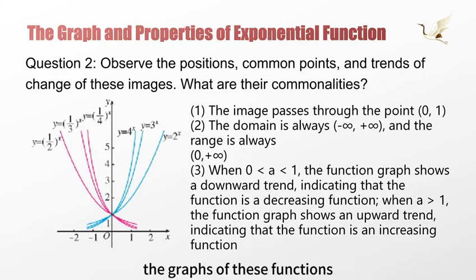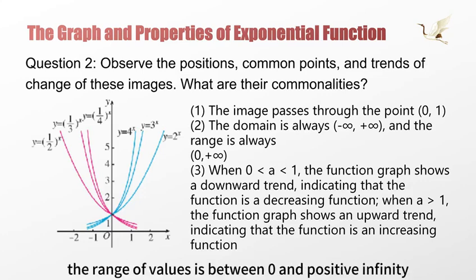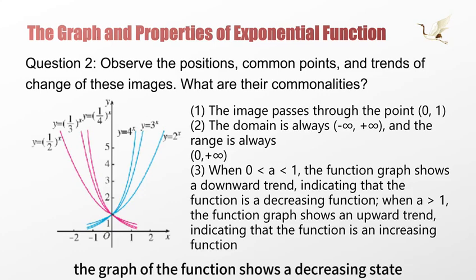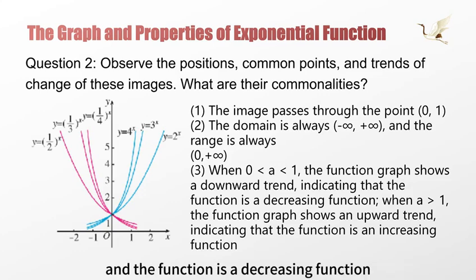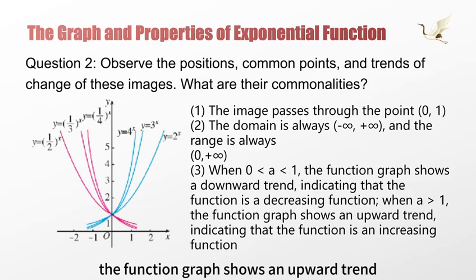The graphs of these functions all pass through the fixed point (0, 1), and their domains are the open interval from negative infinity to positive infinity. The range is the open interval from 0 to positive infinity. When a is greater than 0 and less than 1, the graph shows a decreasing trend, and the function is a decreasing function. When a is greater than 1, the graph shows an upward trend, and the function is an increasing function. These functions do not have parity.